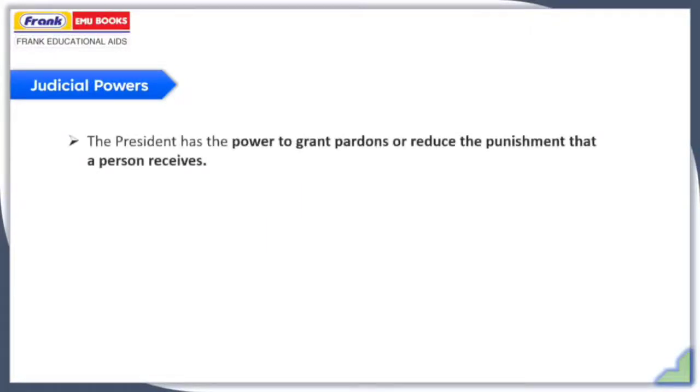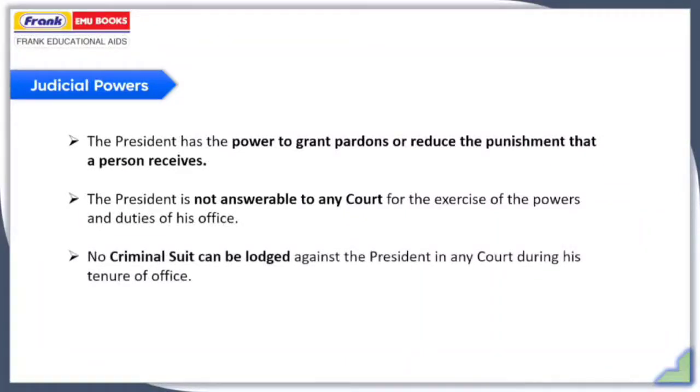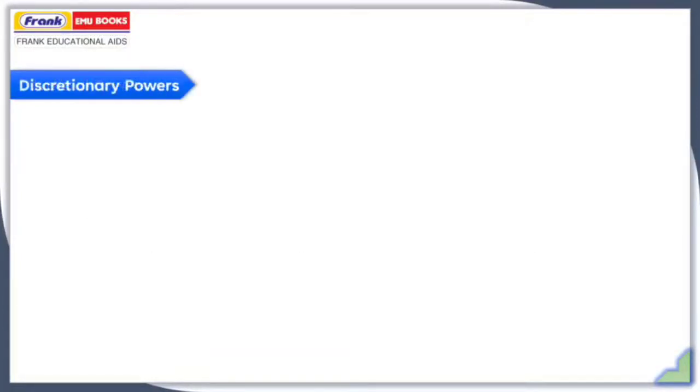Now, judicial powers. The President has the power to grant pardons or reduce the punishment that a person receives. The President is not answerable to any court for the exercise of the powers and duties of his office. No criminal suit can be lodged against the President in any court during his tenure of office. Discretionary power.